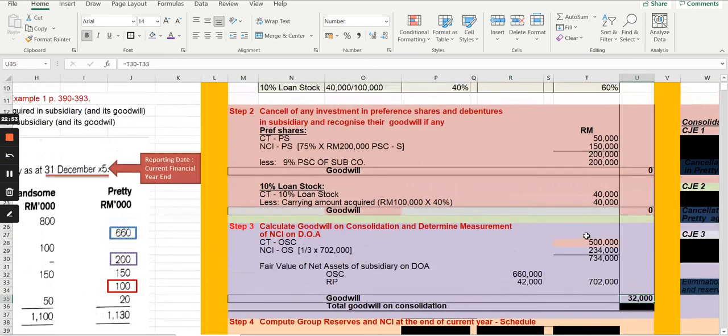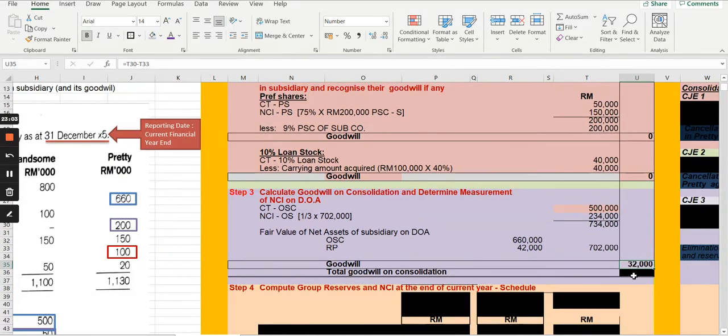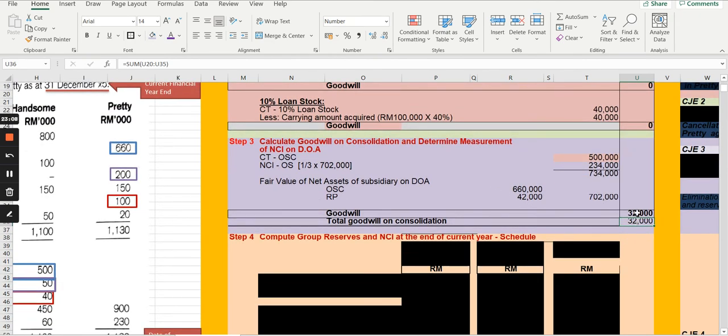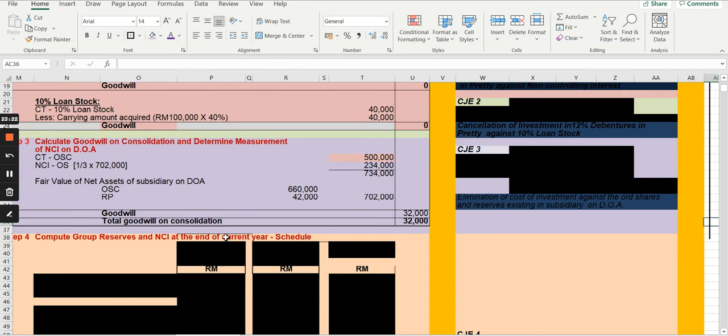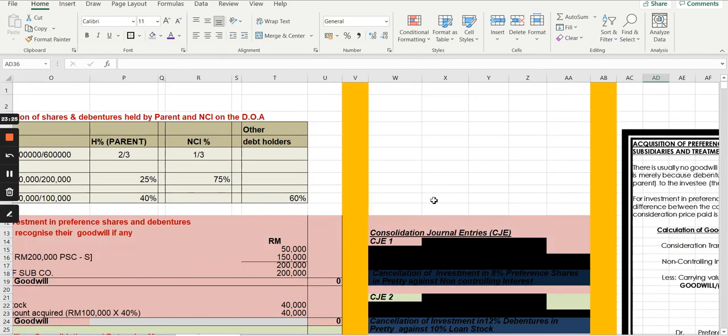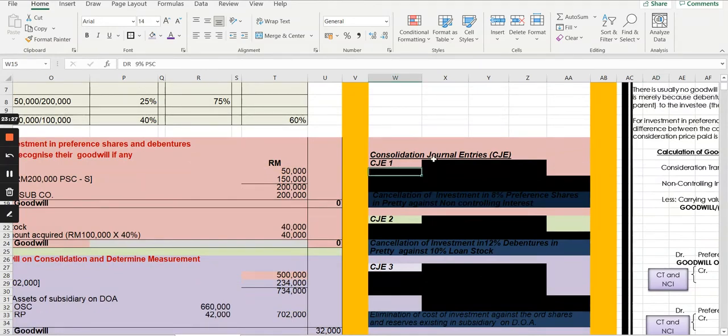Now you need to total up all goodwill that you have, in case there is goodwill from acquisition of preference shares or from acquisition of debentures. If there is none, this is the total goodwill, which is also 32,000. So the total goodwill is 32,000. That means you have already computed the first part. Let me reveal the relevant consolidation journal entry that you should have done on the date of acquisition.